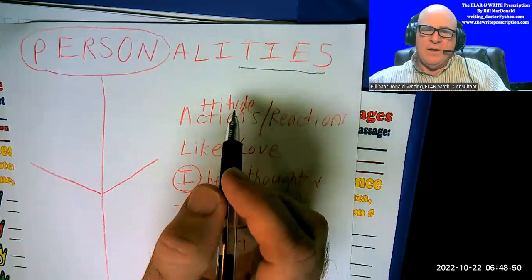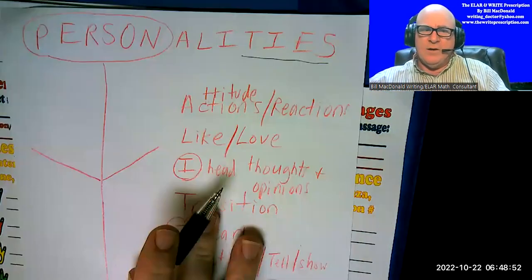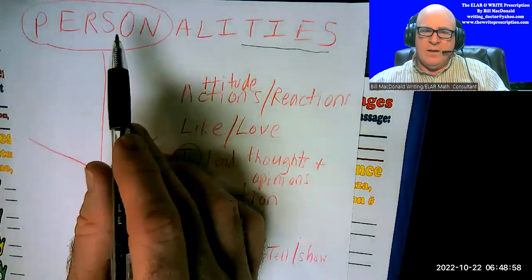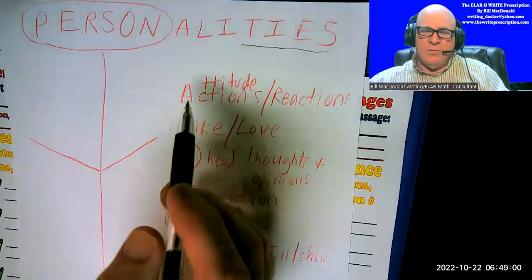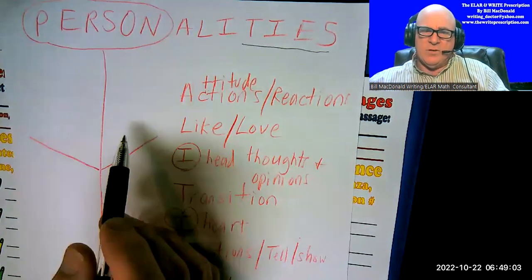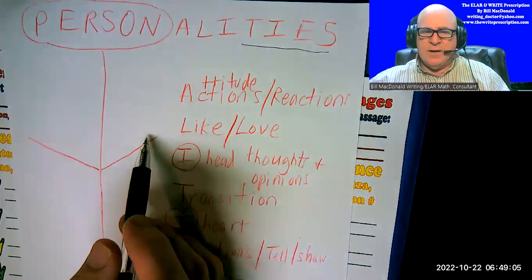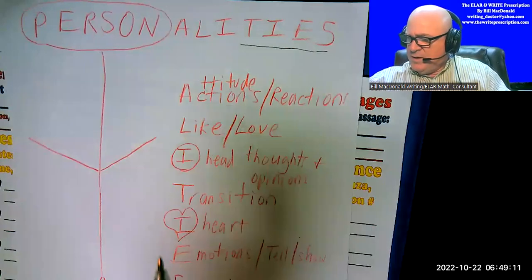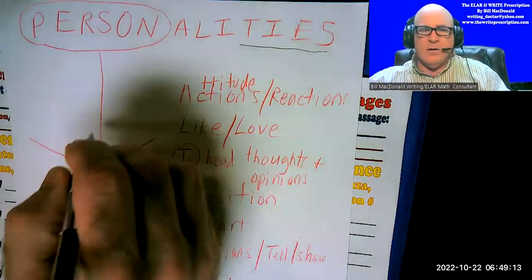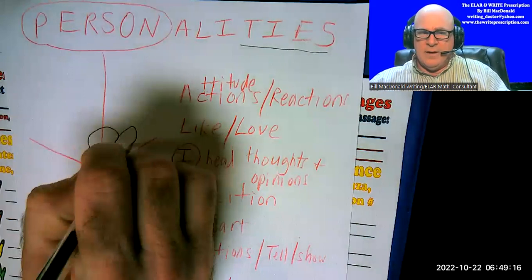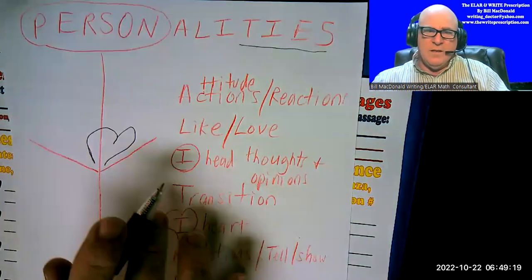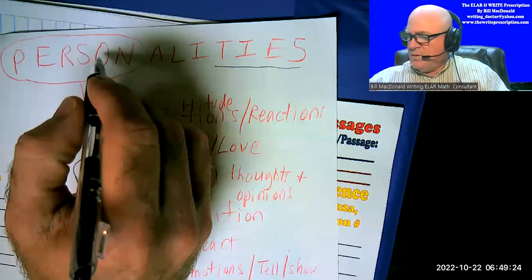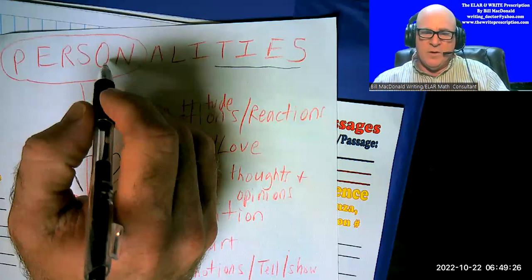And so some things you can think about, what is their attitude? Your attitude is probably your state of mind and being. What are their actions and reactions? How do they act because of their person and how they feel? The L is, what do they like or love? The I, what's in their head? There's the head right there in this person. What are their thoughts and their opinions about what's going on?